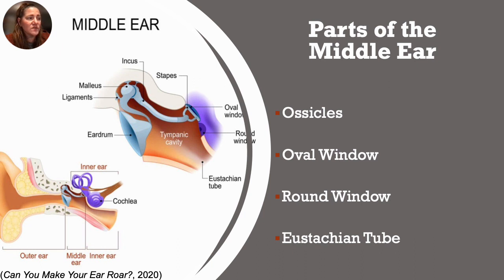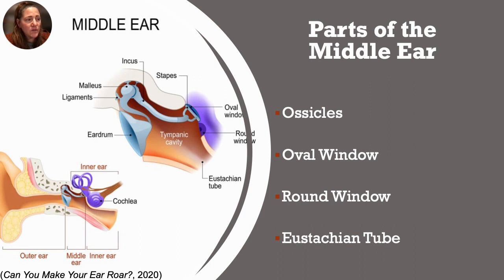This amplification of sound is transmitted through the oval window of the middle ear to the cochlea of the inner ear. Here you can see the oval window behind the stapes, and then beneath it you have the round window. The round window vibrates in opposition to the oval window, assisting in the mechanical properties of the middle ear.